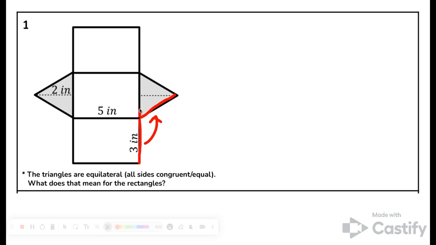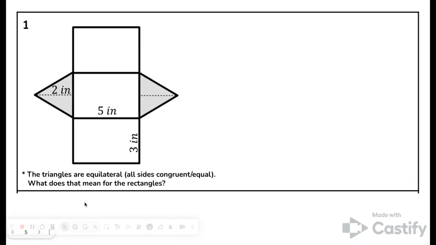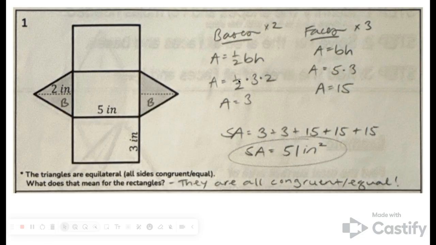And it's an equilateral triangle, so this must be 3 inches and this must be 3 inches. And then these are going to fold together, so this must be 3 inches. So all 3 rectangles are 3 by 5. We have congruent rectangles, which makes this only have 2 different areas to find, which is nice. So here's the work. The bases are triangles, each have an area of 3. The faces are rectangles, each have an area of 15. Add up all 5 sides in some way for 51 inches squared.